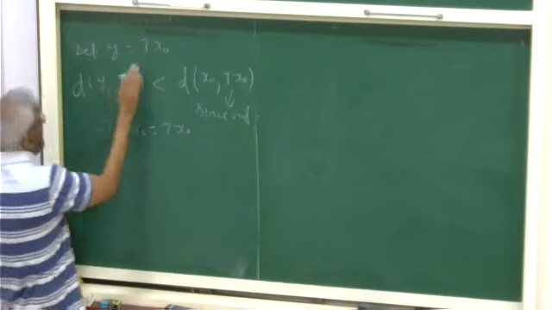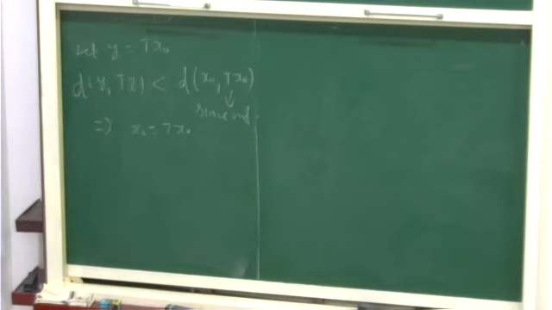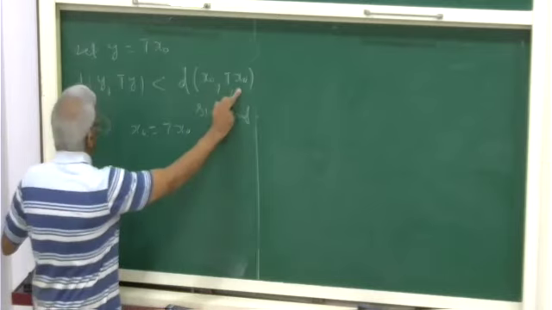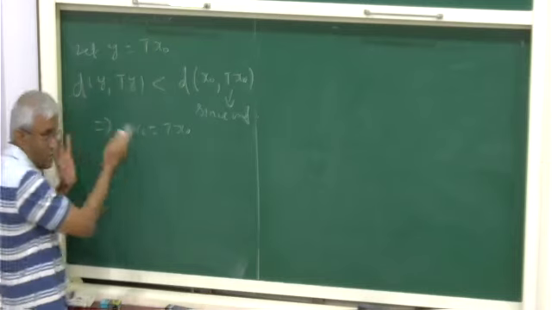Maybe I don't even write it as Tx naught. You can write it as T squared x naught if you want. We have the condition d of Tx, Ty is strictly less than d of xy. Here this is x, this is y, this is Tx, this is Ty. If you use that, so that has to be equal.